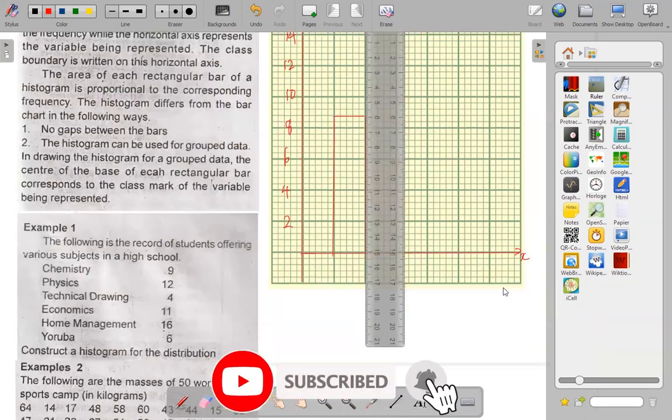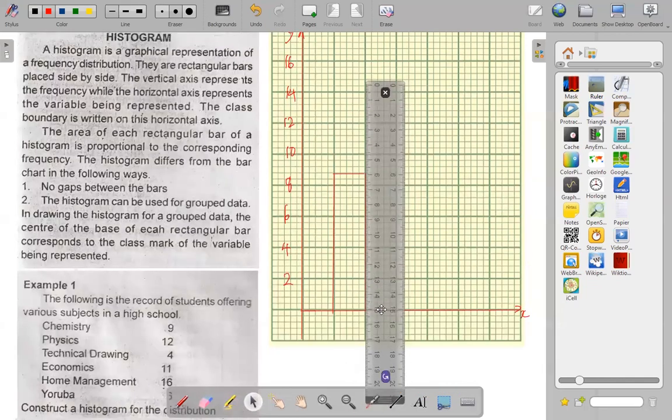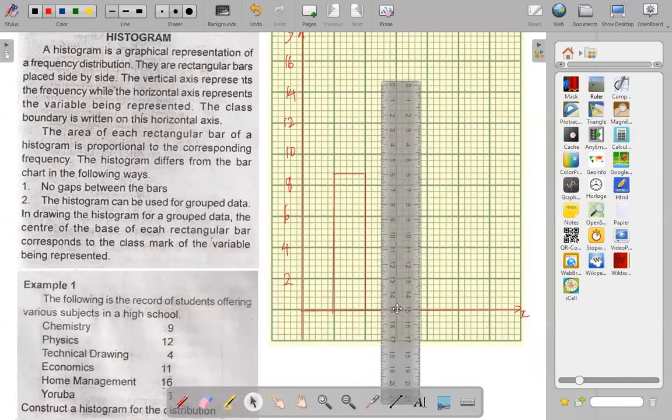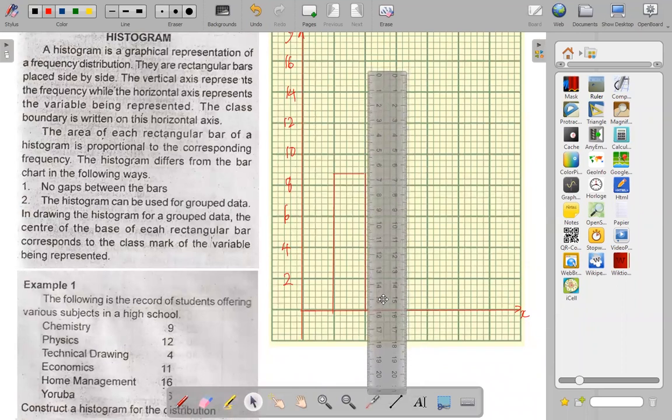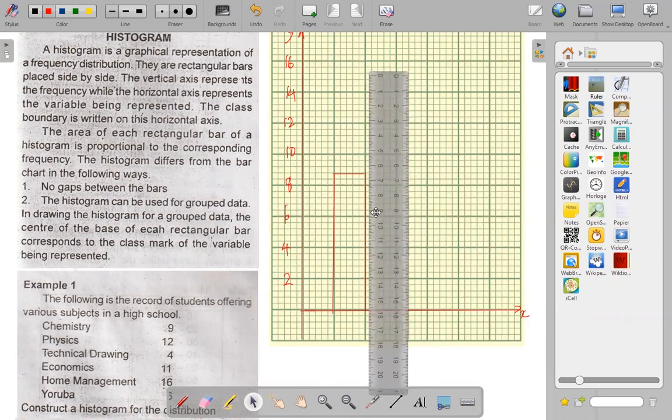Let's draw everything before I label it. And the second one is physics, which is 12. So remember, for histogram, there are no spaces in between. So I'll just locate my chart right here and draw the line connecting this one.